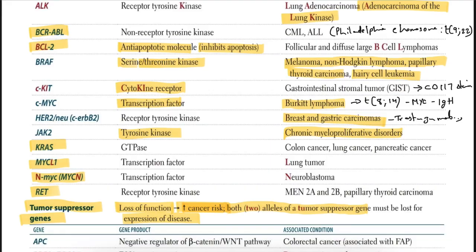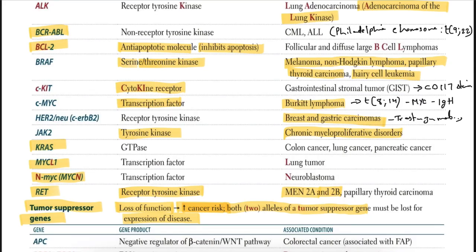Next one RET. The gene product is a receptor tyrosine kinase. Here we can see MEN2A and MEN2B and papillary thyroid carcinoma. It is a germline mutation in MEN syndrome. The mnemonic to recall the MYC family: c-MYC is Burkitt, MYCL1 is lung, MYCN is neuroblastoma. Okay, so these are the oncogenes.